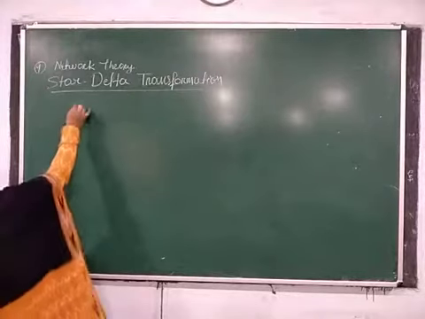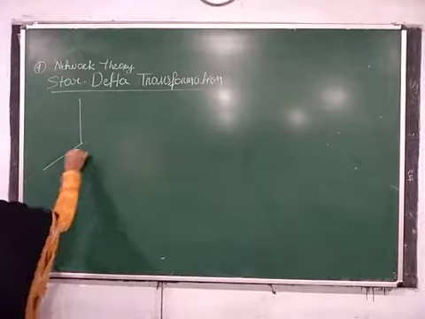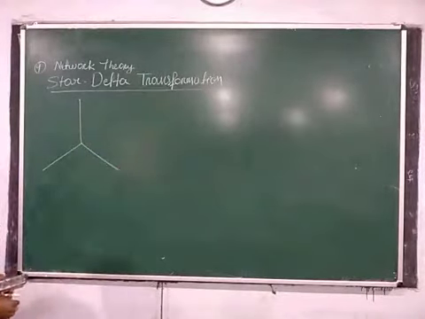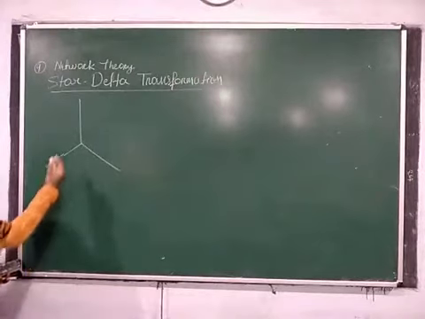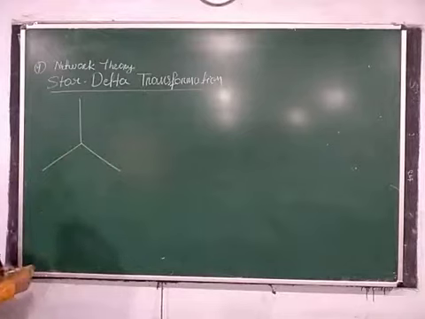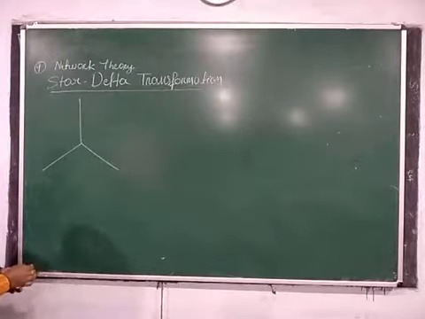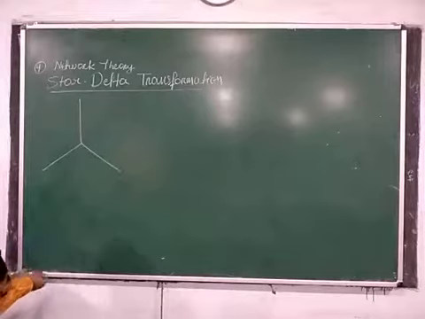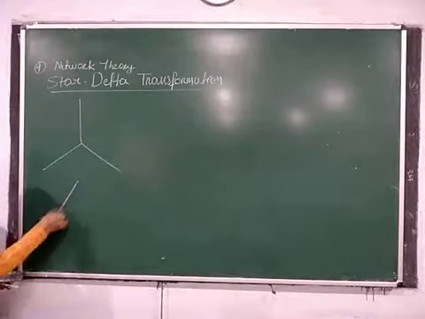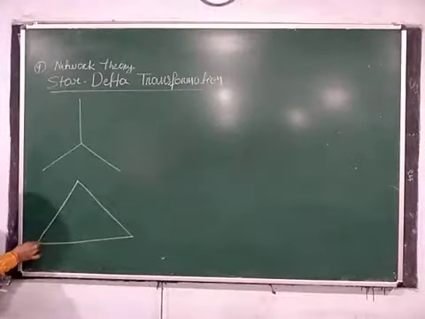Star looks like the English letter Y. And delta is just the reverse. Star is just the reverse of the English letter Y, alphabet Y. And delta looks like a mathematical operator, del. Clear?